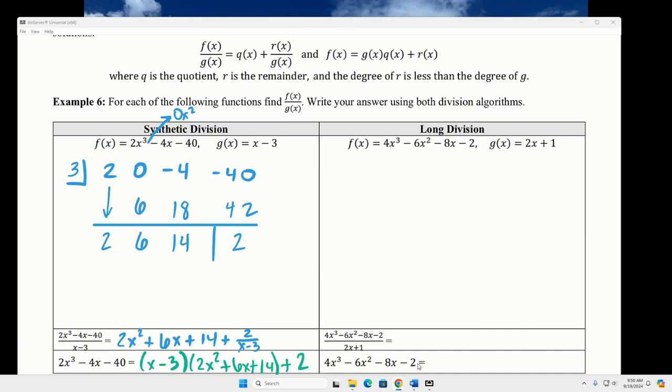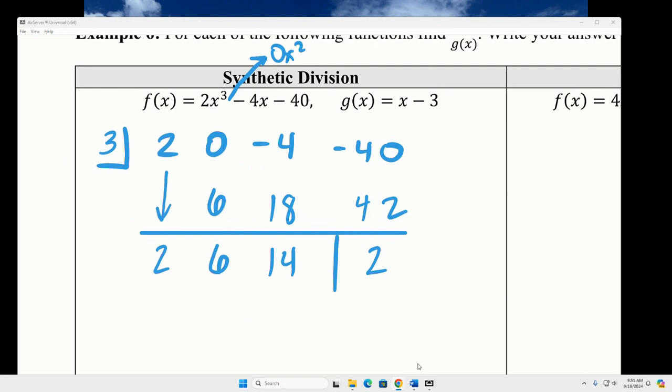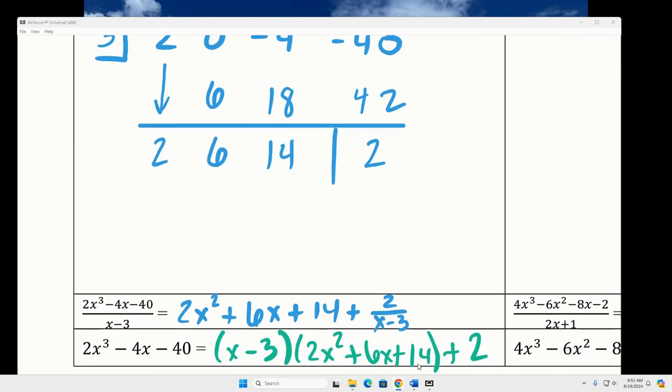Yes, ma'am. Okay, because whenever you do synthetic division, this exponent is always one less than the original. That's a good question. All right, what other questions do you guys have?